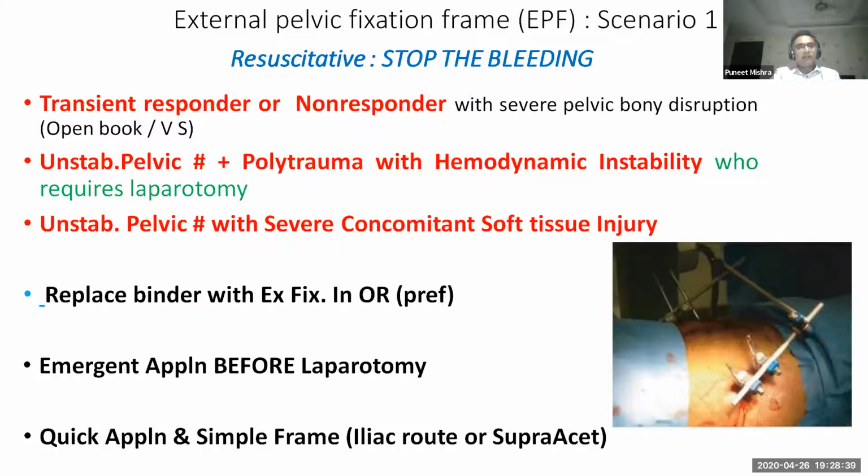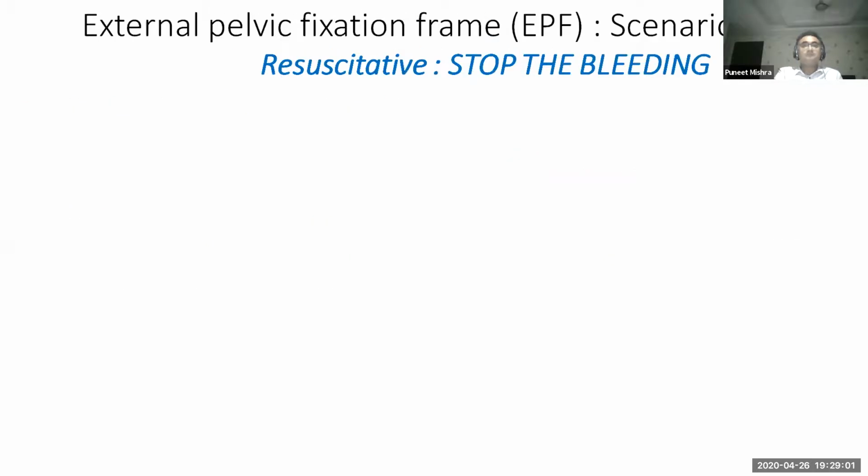The crux is that this has to be done as an emergency procedure before the laparotomy, and the frame application should be quick, which is the bottom line, and the frame application should be simple so that you can finish it within a few minutes. Don't take too much time. So the iliac route and the supra-acetabular route are the two commonly used routes, of which the iliac route is one of the easiest because most of the residents and doctors are trained to do that.